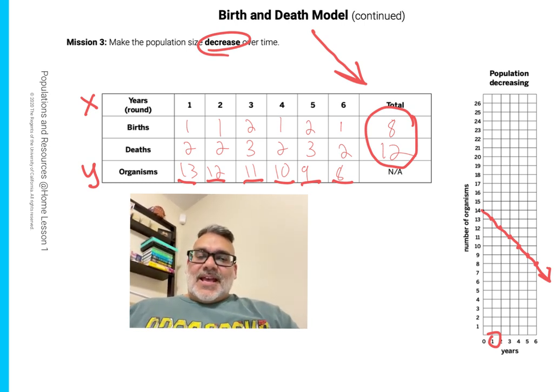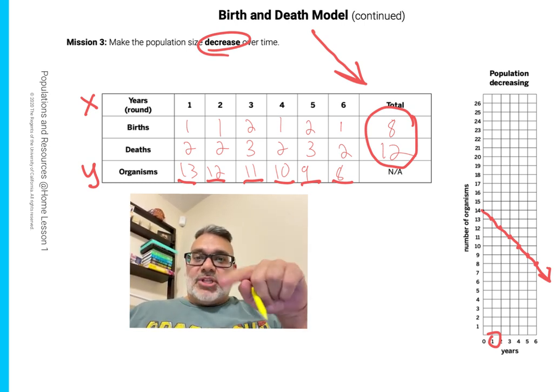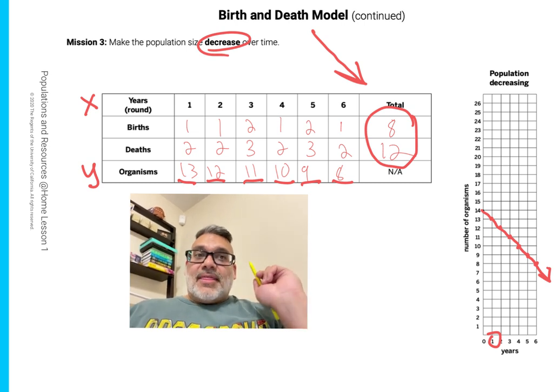Okay. After you finish this, make sure you submit images of your 3 missions and then go on to the lesson 2 mastery check. Thanks.